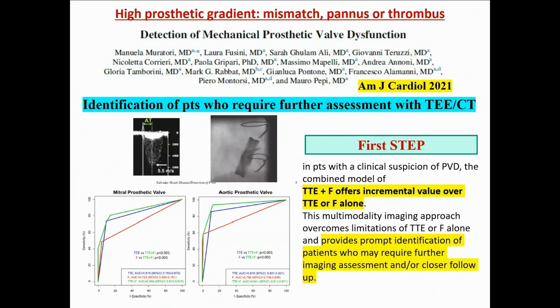Going to our days, we also demonstrated that the identification of patients who require further assessment with TOE and CT may require a first step that is generally the TTE plus the fluoroscopy and the Doppler. And this provides prompt identification of patients who may require further imaging assessment and closer follow-up.